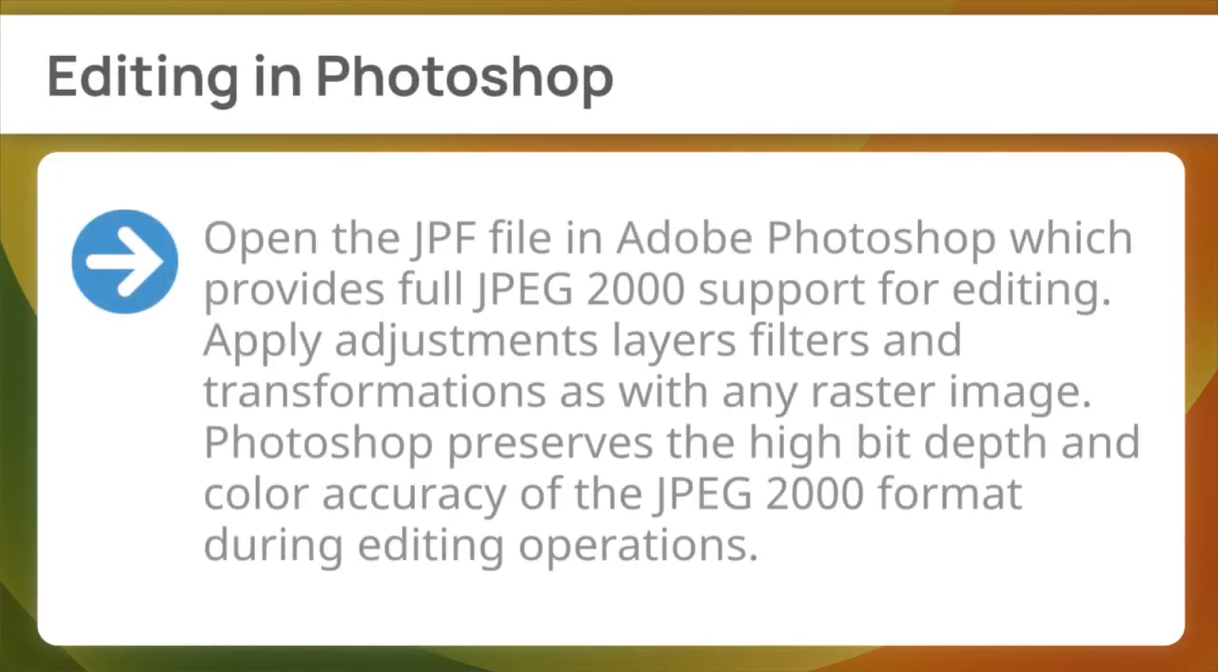Next, editing in Photoshop. Open the JPF file in Adobe Photoshop, which provides full JPEG 2000 support for editing. Apply adjustments, layers, filters, and transformations as with any raster image. Photoshop preserves the high bit depth and color accuracy of the JPEG 2000 format during editing operations.